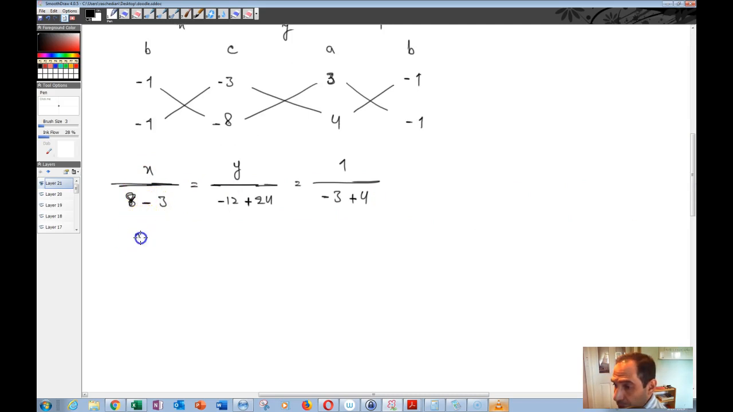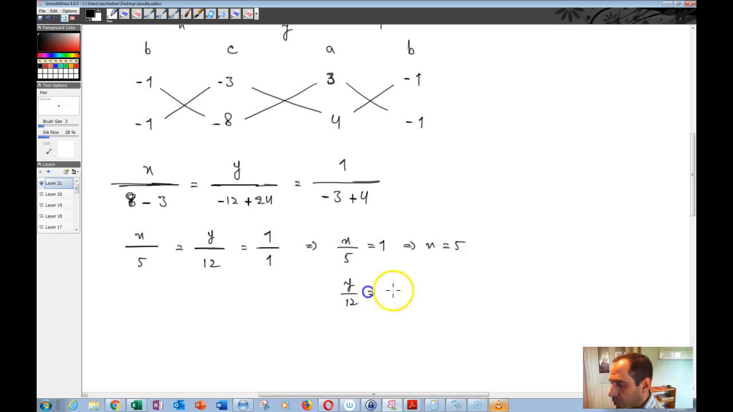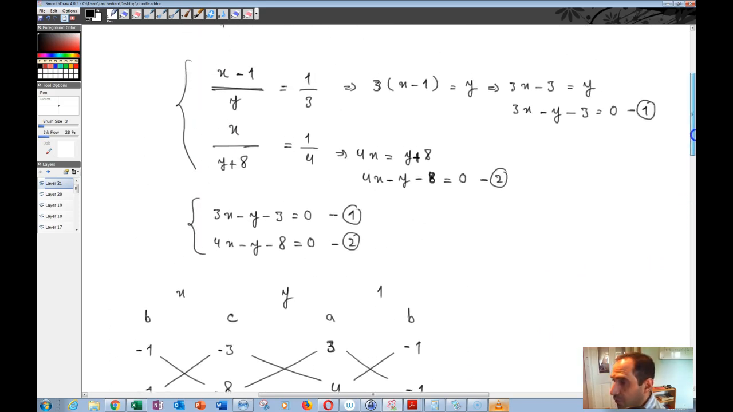So then you can write this as x over 8 minus 3, which is 5, is equal to y over 24 minus 12, which is 12, is equal to 1 over 4 minus 3, which is equal to 1. So that means that x over 5 is equal to 1, so x is equal to 5. And also y over 12 is equal to 1, so y is equal to 12. So your fraction is actually 5 to 12.